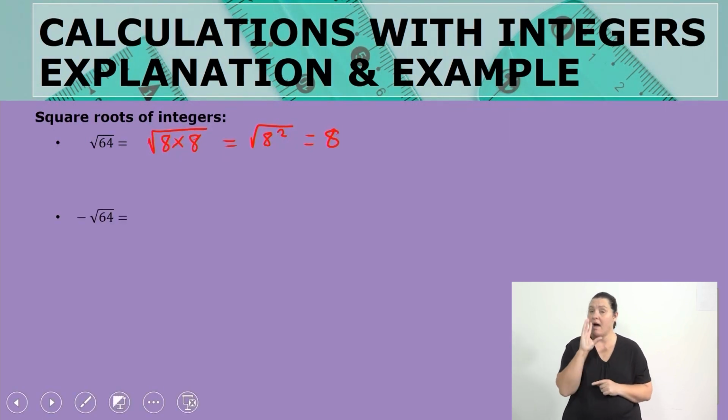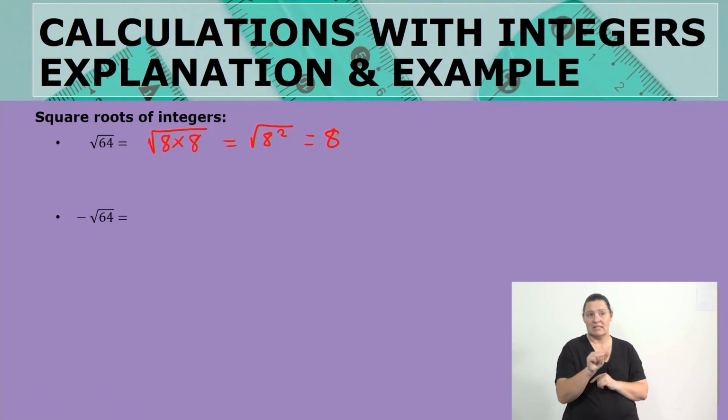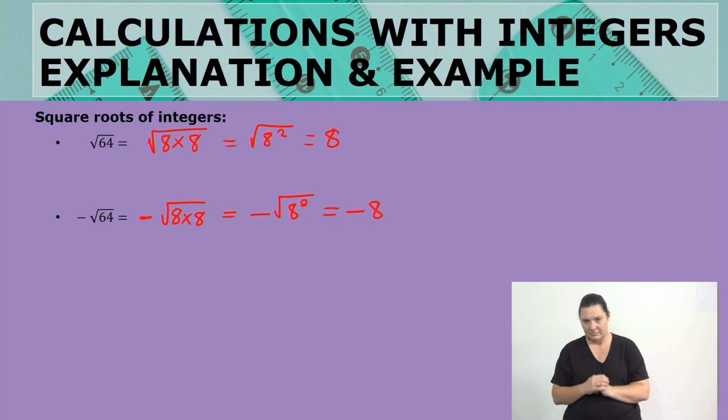But if we are asked for the negative square root of 64, that means they are looking for the negative square root of 8 multiplied by 8. That is the negative square root of 8 squared, and our answer here will be a negative 8. I hope you can remember that, and I hope that is easy for you to understand.